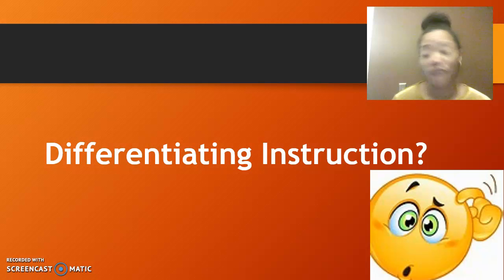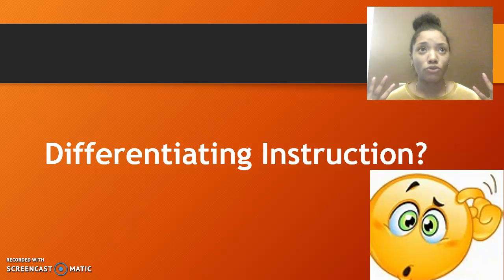And you may think that differentiating instruction is maybe a program or a curriculum that teachers can use in class. However, it is a strategy or a style of teaching. And it can also maximize the learning of all students by creating a classroom environment where the students are given several options to effectively retain information of whatever it is they're learning.